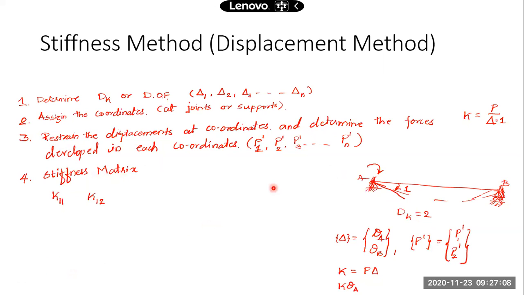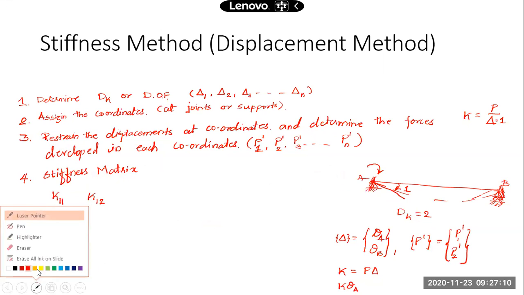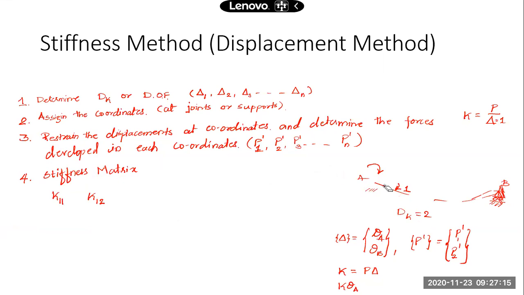So how do I do that? I'll take the structure, whatever it is, beam or frame, and take the first coordinate in that. We'll consider each coordinate at a time and give unit displacement in that coordinate and determine what force is required for that unit displacement. So let us say in this case, if I take that beam, there were 2 coordinates. Coordinate 1 was at A and coordinate 2 was at B.